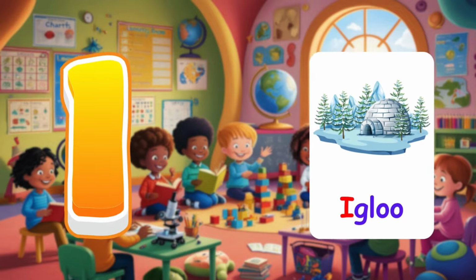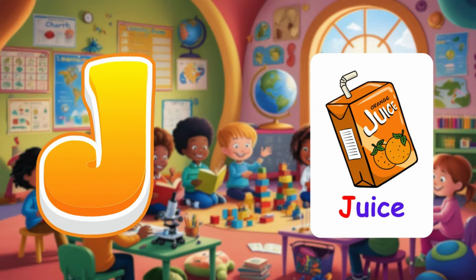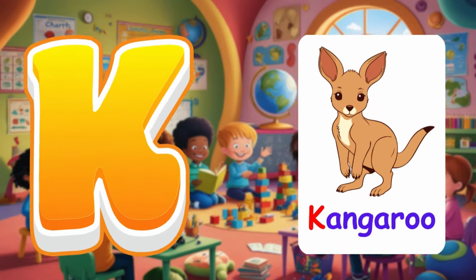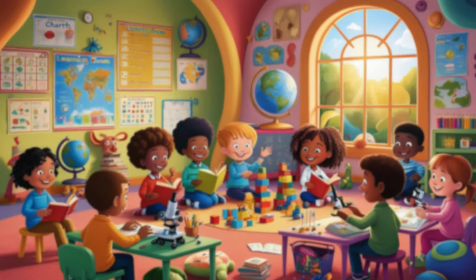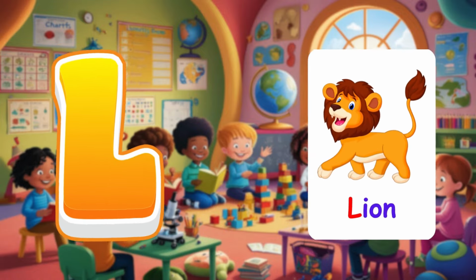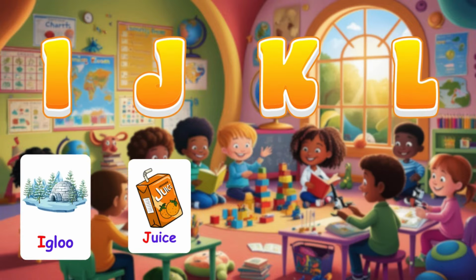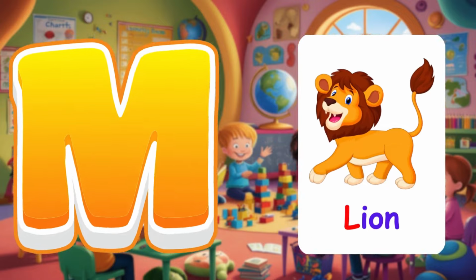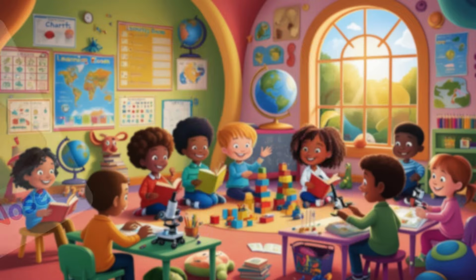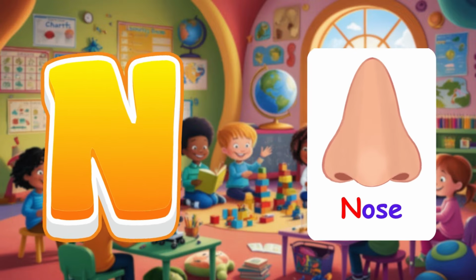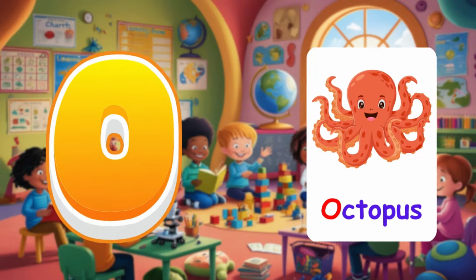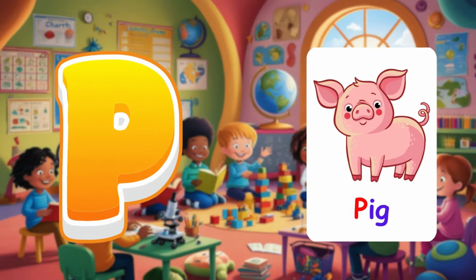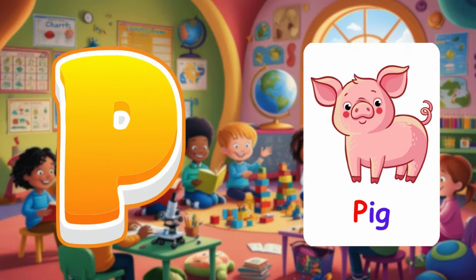I is for igloo, i, i, igloo. J is for juice, j, j, juice. K is for kangaroo, k, k, kangaroo. L is for lion, l, lion. M is for monkey, m, monkey. N is for nose, n, nose. O is for octopus, o, o, octopus. B is for big, b, b, big.